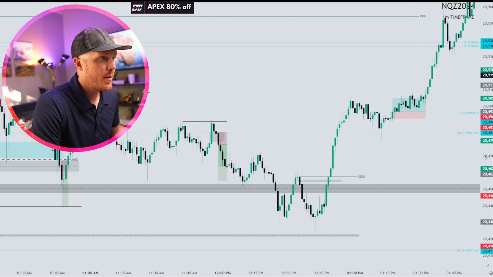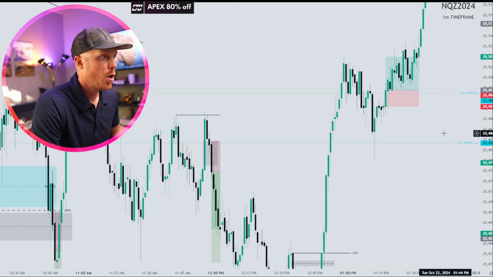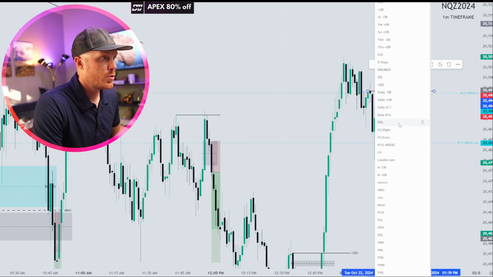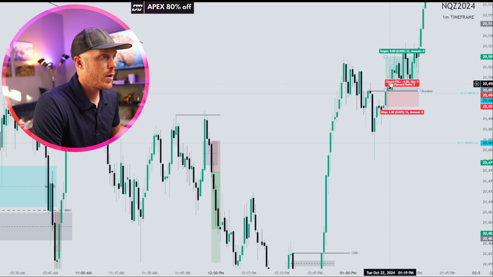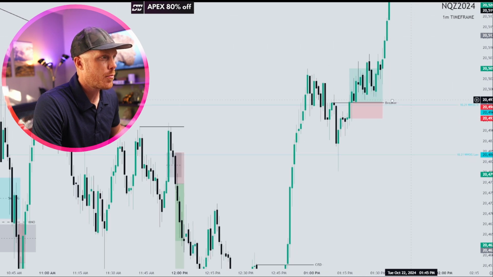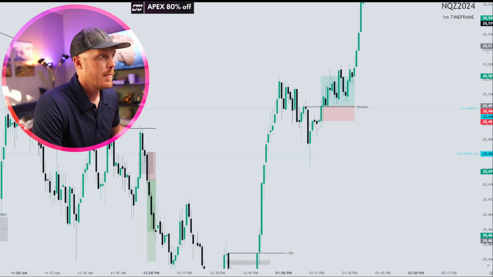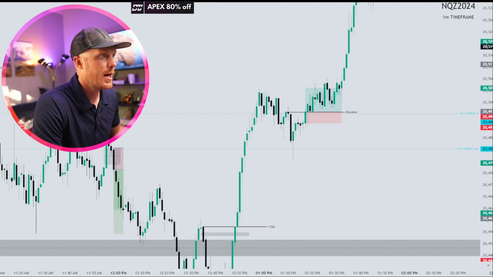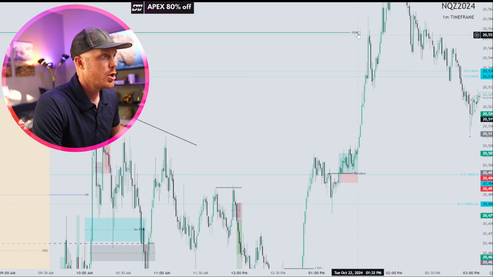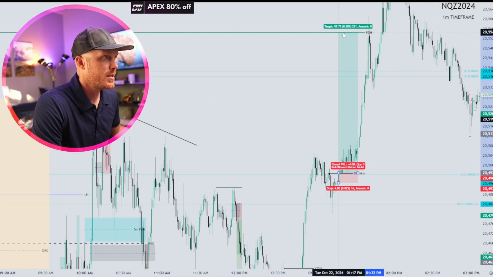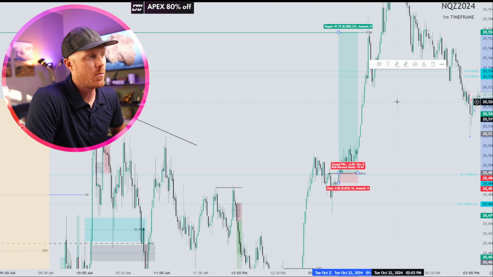And our entry would have been on this small inversion fair value gap or on this breaker sitting right here. They overlap again. You have this nice breaker, which would have been a nice entry where we could have gotten long. We would have had to wait through all of this up and down right here, but it would have never hit our stop loss or taken us negative. And we would have seen an expansion higher very, very quickly to the previous day high right here. Now, holding that from that entry to there would have been 57 handles, and that would have been a beautiful day.